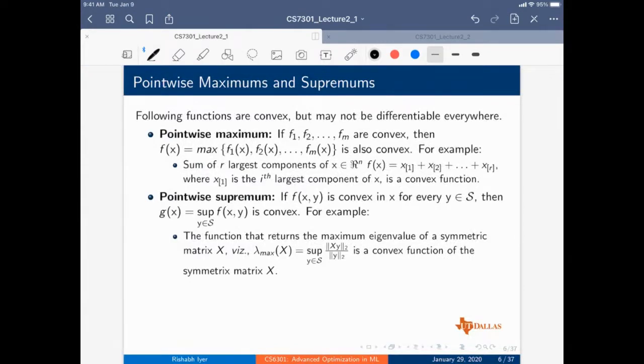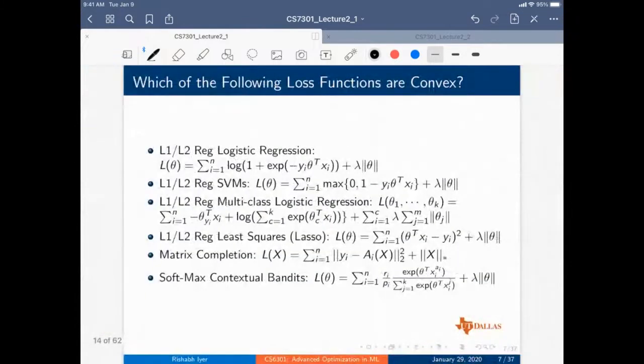An example of this is that the maximum eigenvalue of a symmetric matrix can be written as lambda max of x equal to the sup over y in S of this particular quantity. Okay, so I think this is probably all on the properties of convex functions.